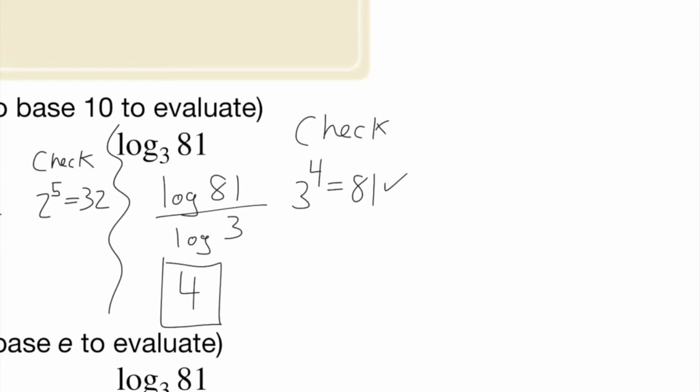If you want to find the log base 3 of 81, then you could use the change of base formula to figure that out. Log of 81 over log of 3 is 4. And yep, 3 to the 4th does equal 81.